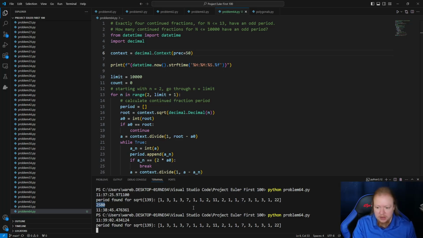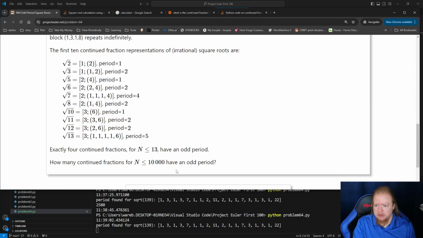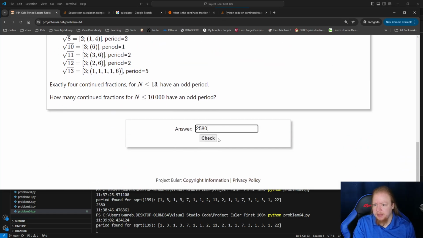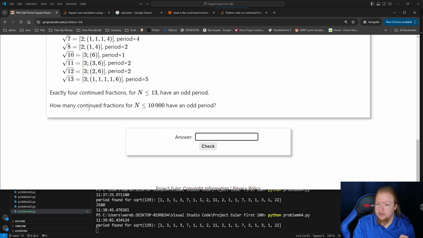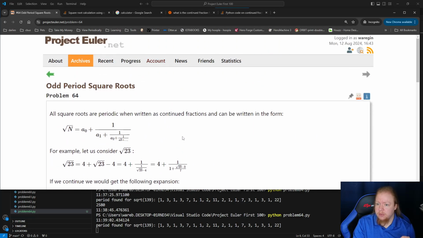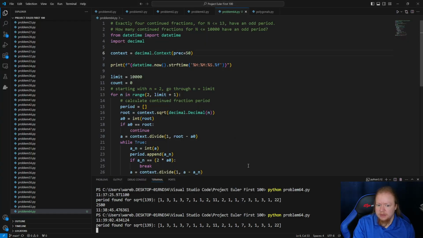While that's running, to see if we can get it running in under a minute, let's see whether this is the correct answer. I have a feeling it will be. Oh, it was not the correct answer. So something else is going wrong.